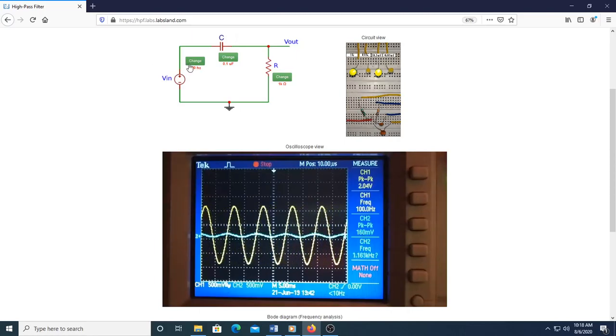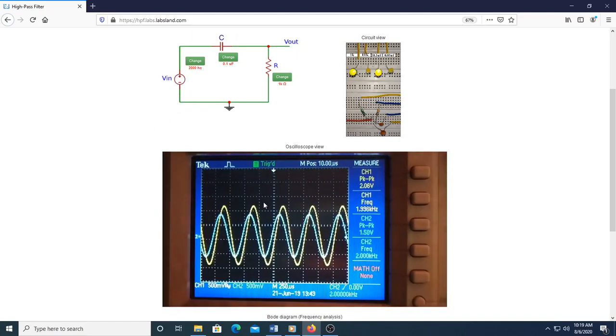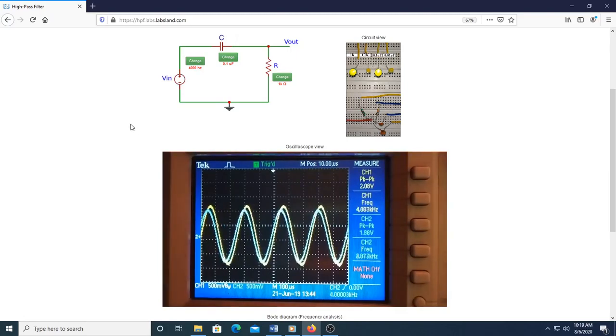As the frequency increases to 500 Hz, the output amplitude improves to 600 mV and it further increases to 1 volt as the frequency reaches 1 kHz. If the frequency further increases to 2 kHz, the time response shows that output amplitude increases to 1.52 volt, and if the input frequency is 4 kHz, which happens to be in the passband region of this filter, the output amplitude is 1.86 volt and it's almost in phase with the input signal.